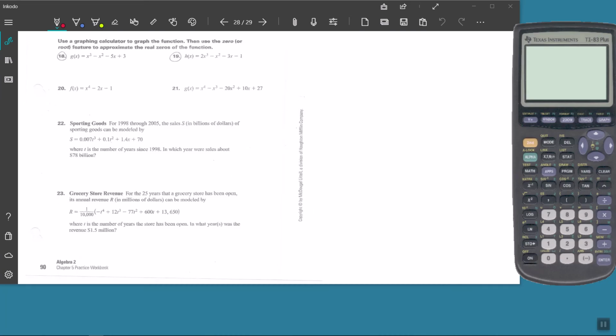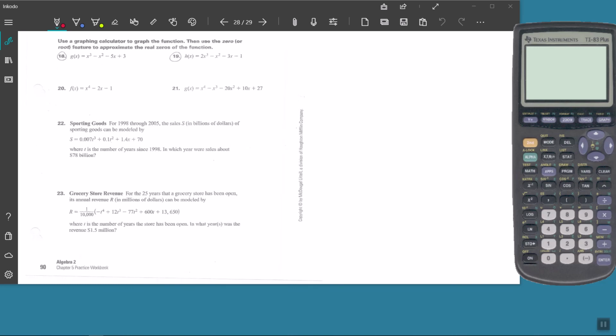All right, now in number 18 and 19, they specifically want you to use a graphing calculator to graph that function first. And then they want you to use the zero, or what's called the root feature, to approximate the real zeros of the function. So basically we're doing the same thing that we did on the front side of the worksheet, but I'm just going to show you now how you can also do that on the graphing calculator.